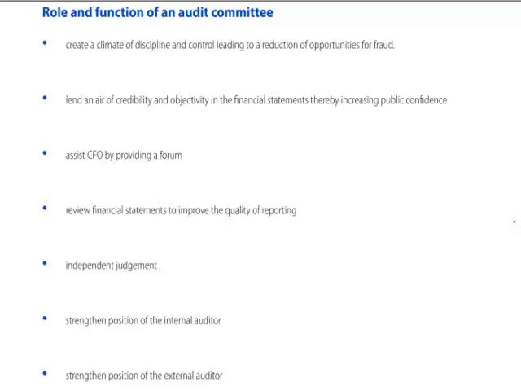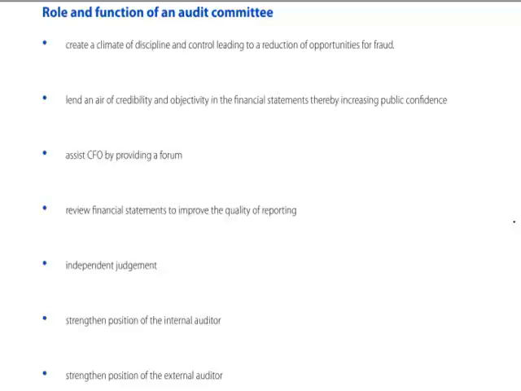Lend an air of credibility and objectivity in the financial statements, and that itself will increase public confidence. The fact that an audit committee exists will be of comfort to potentially, and primarily I suppose, the institutional, the big investors, because they know that there's a body of people supervising the activities of the executive and of the management. And this body of people, proven ability in business and finance, are watching out. And so they're lending this air of credibility and improving the quality of the information which is within the financial statements.